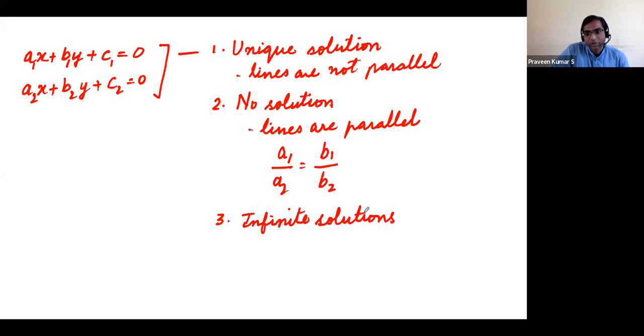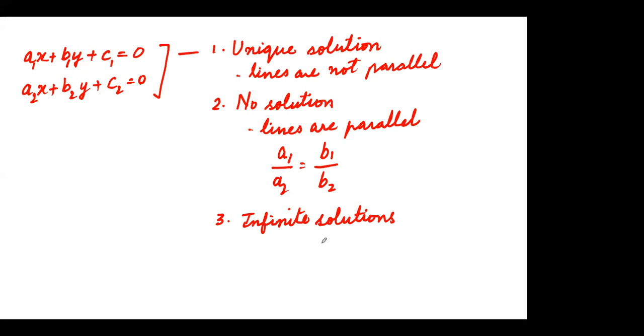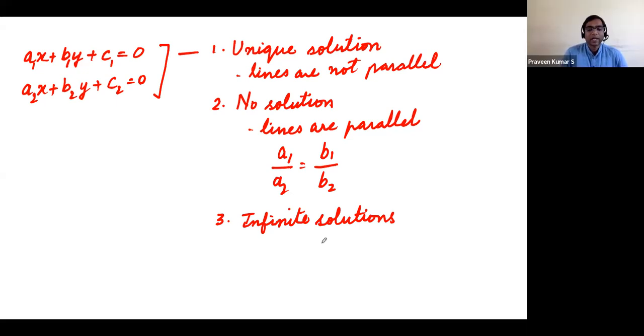Infinite number of solutions. When will this happen? When there are coincident lines. And I mentioned they are coincident lines. If you take one equation, just multiply it with some constant, you will get the next coincident line, right? So you can write a1 by a2 is equal to b1 by b2 is equal to c1 by c2.